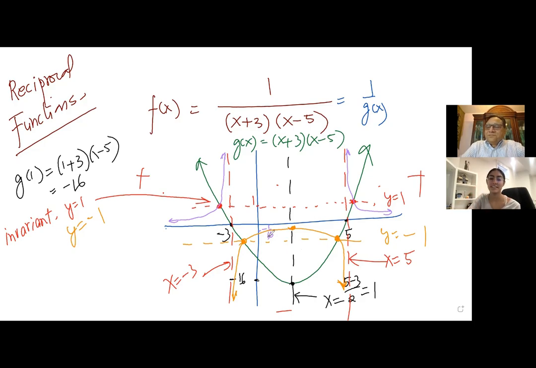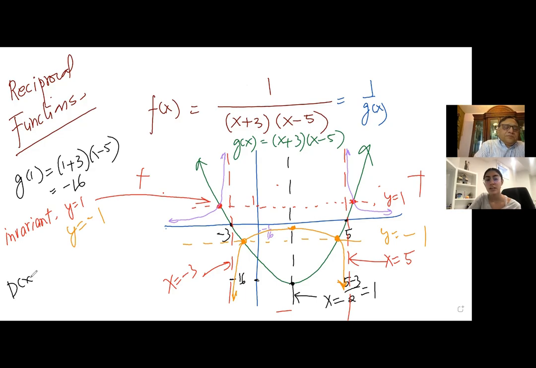Yes, I understand that now, because we have questions like this for our test, and I didn't understand how to graph it, but now I get it. Good job. Can you tell me the domain and range of this f of x?